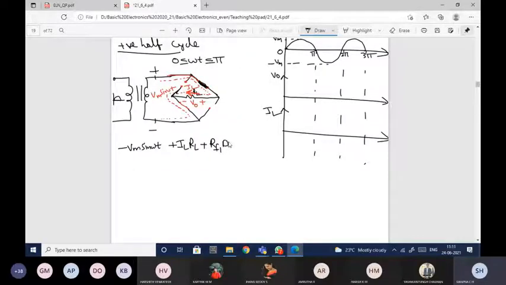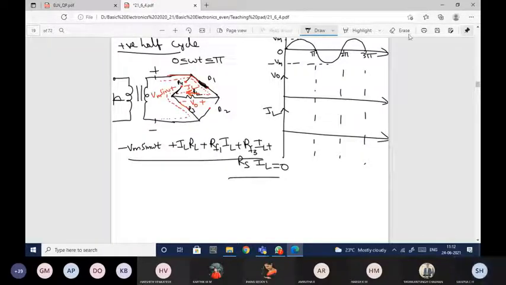I may have forward resistance with respect to diode D1, so RF1 into IL, plus I may have the resistance with the D3 diode. This was the D1 diode, this was D2 diode, this is D3 diode, and this is D4, right? So there may be some resistance available with the forward diode D3, so RF3 IL, plus there may be some resistance of the transformer secondary, so RS into IL is equal to 0. So I have applied KVL. Anybody have doubts in this equation?